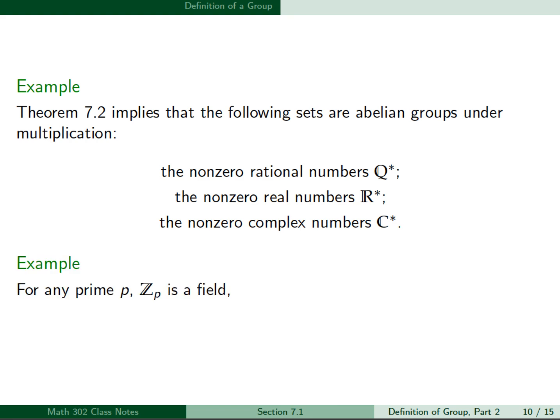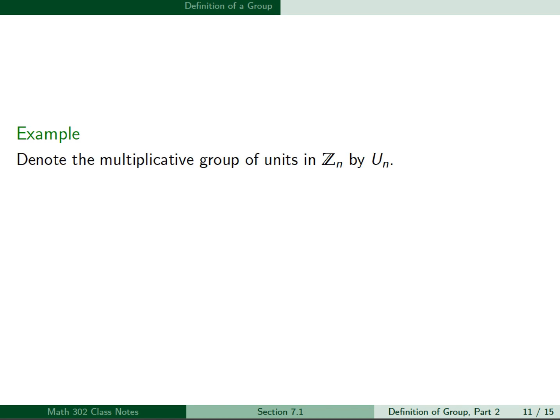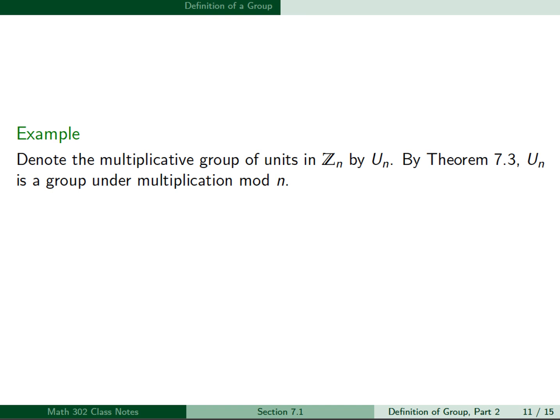As another example, for any prime p, Z sub p is a field, so Z sub p star, the non-zero elements in Z sub p, is a group under multiplication mod p. And for an example, denote the multiplicative group of units in Z sub n by U sub n. By theorem 7.3, U sub n is a group under multiplication mod n.